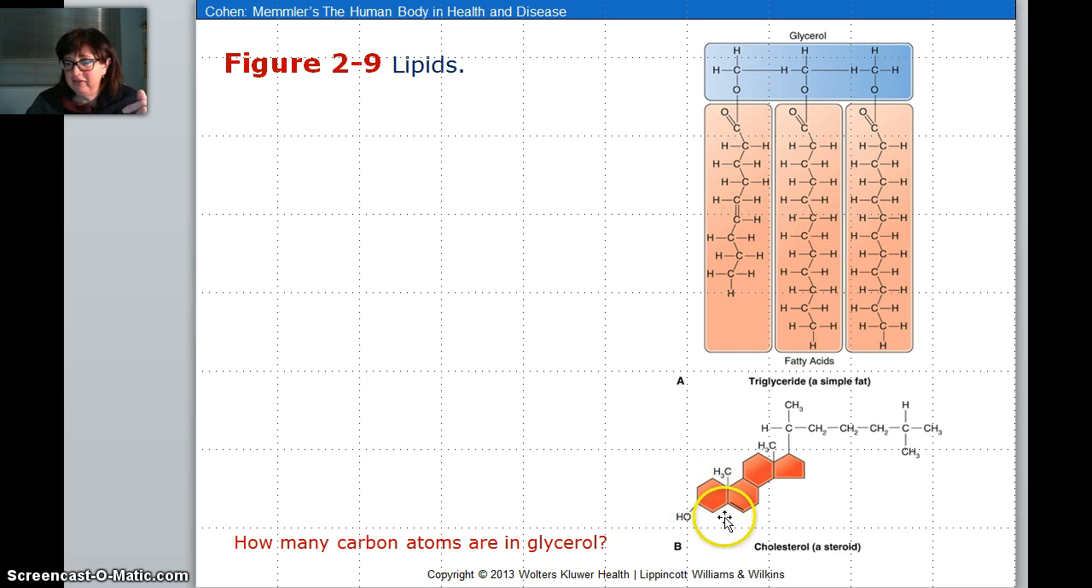Here you have the steroids, which are ringed compounds. Each one of these corners on this ringed compound is a carbon molecule. So this is an example of a steroid. Again, steroids still have your where's your 3? Your glycerol molecule is still the backbone in a steroid molecule. Okay?